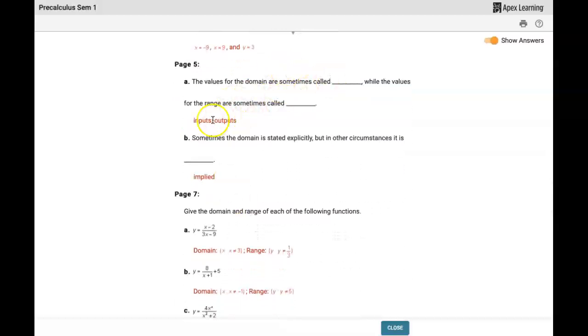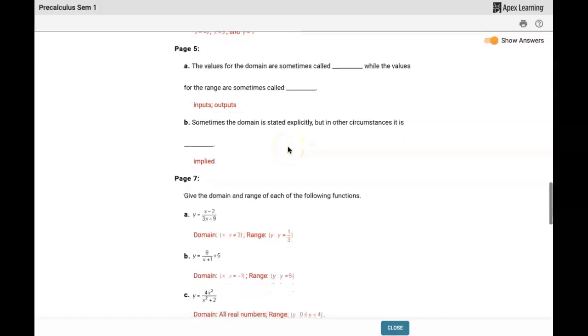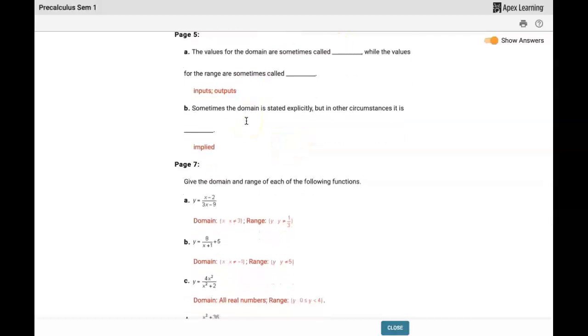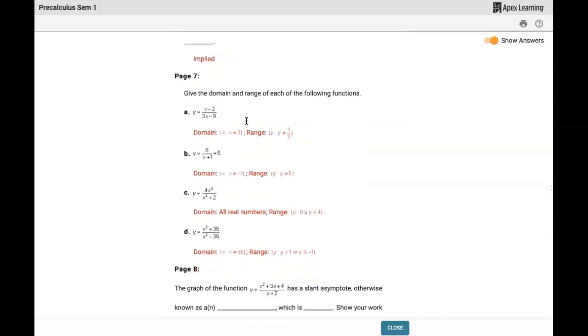Now, the values for the domain are sometimes called the inputs, while the values for the range are sometimes called the outputs, or domain is x, range is y. Sometimes the domain is stated explicitly, and other times it is implied, right? So like we're saying, going on forever and ever and ever. Okay, so again, here for the domain and range, what you can just say is that x cannot equal 3. And it can't equal 3 because that's what's going to make this false on the bottom. All right. And the range is everything but where y is equal to 1/3, because again, these are the same degree on top and on bottom. So you divide 1 by 3, and that's where this is not going to be true anymore.